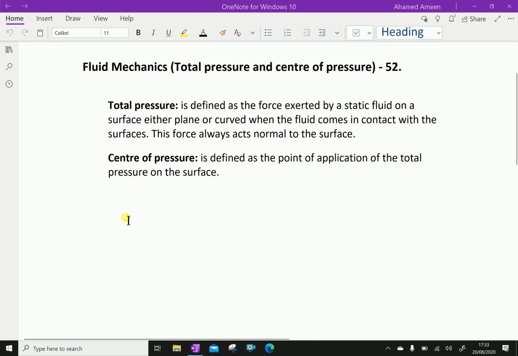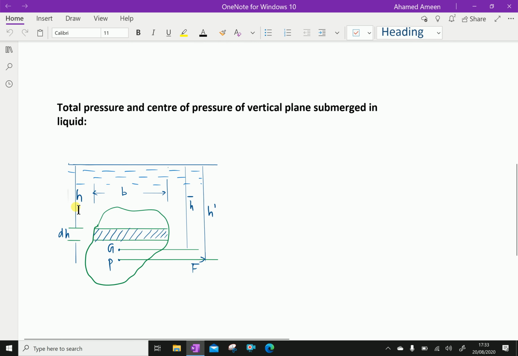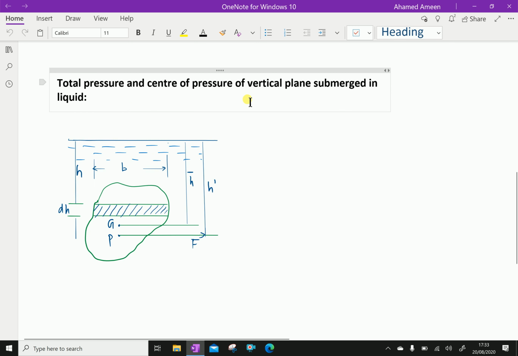Now, let us discuss total pressure and center of pressure of a vertical plane submerged in liquid. Here, this is a plate having surface area A, and it is submerged inside the liquid vertically. Then we'll calculate the total pressure and center of pressure due to static contact of the liquid.